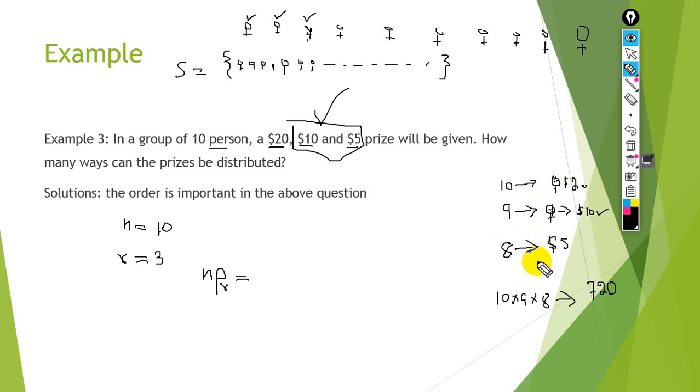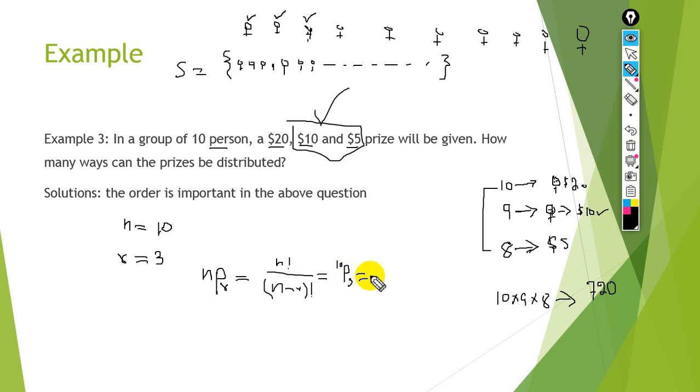So combination is just like this. But here we have the permutation, we have an order. So order is important in this. So we should use the nPr formula. So what is the nPr formula? n factorial divided by (n minus r) whole factorial. So here for nPr, n is 10 and r is 3.